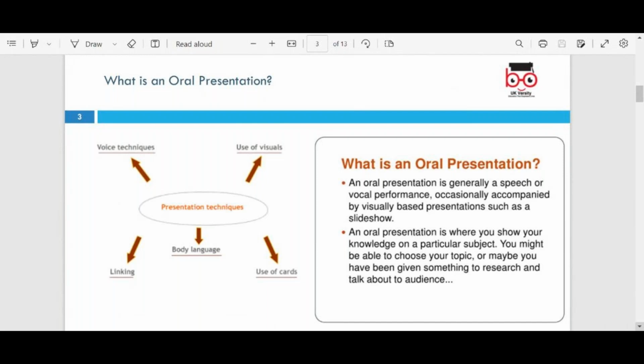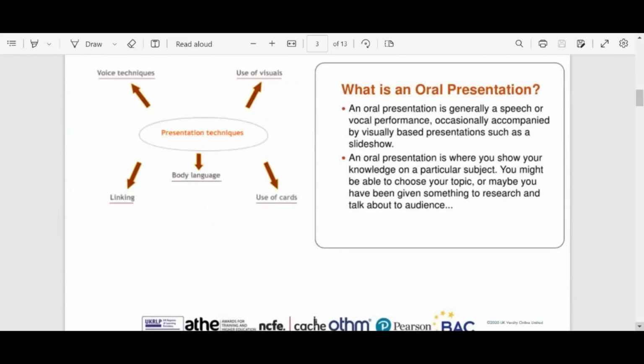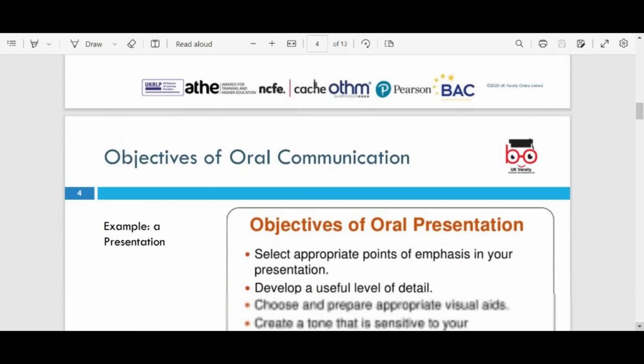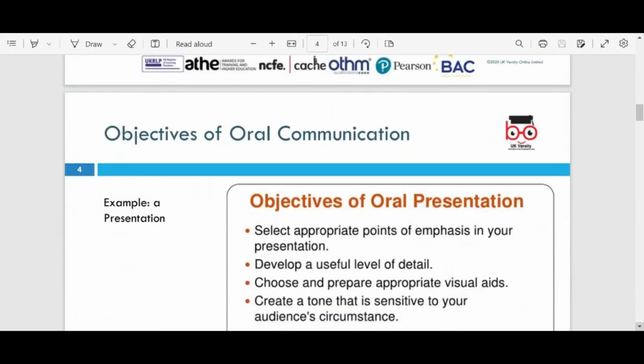So, what is an oral presentation? The presentation techniques: there need to be certain techniques, voice techniques, the use of visuals, body language, the use of cards, and linking. An oral presentation is generally a speech or vocal performance, occasionally accompanied by visually based presentations such as a slideshow. An oral presentation is where you show your knowledge on a particular subject. You might be able to choose your subject, or maybe you have been given something to research and talk about. So, give me an example of an oral presentation that you could do.